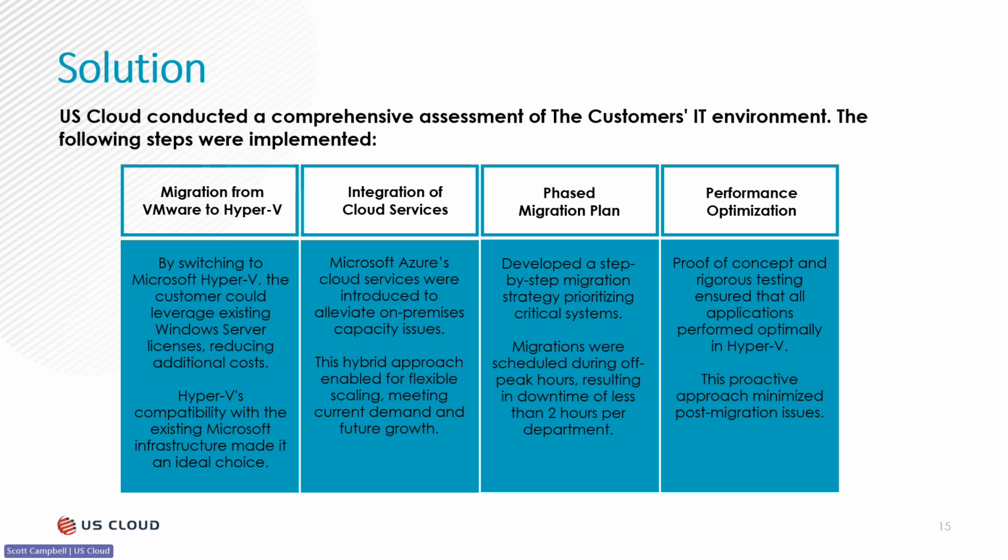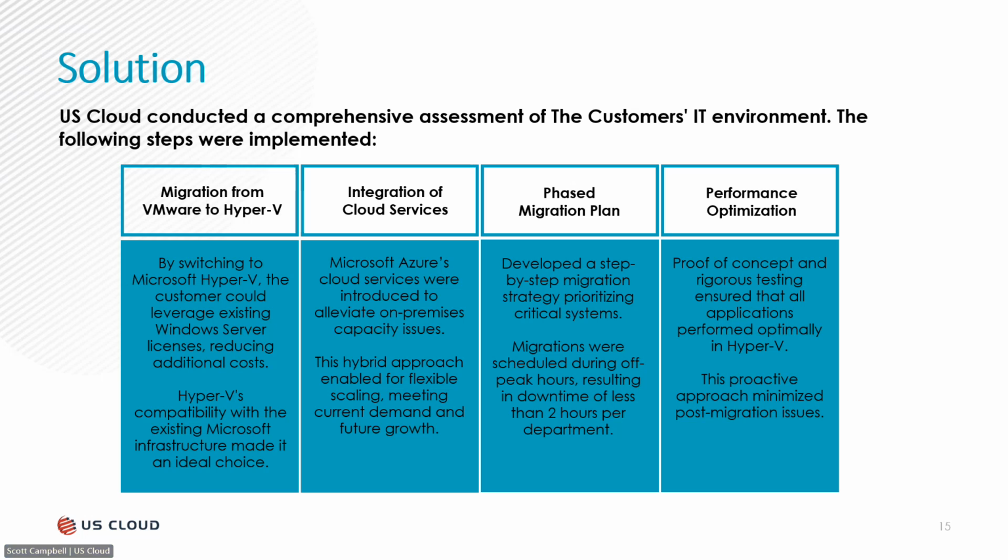With Azure and integration with Hyper-V, the integration allowed them to alleviate on-premise capacity issues, still using Windows Server Hyper-V, integrating with Azure, and this hybrid approach helped them meet current demand and allowed them to scale for future growth. As part of the phased migration, we developed a step-by-step migration plan, prioritizing critical care systems. Part of the exercise of migration, there was a proof of concept along the way. What's not listed here, there was a proof of concept. Migrations were scheduled during off-peak hours and generally resulted in less than 2 hours of downtime per department, per workload.